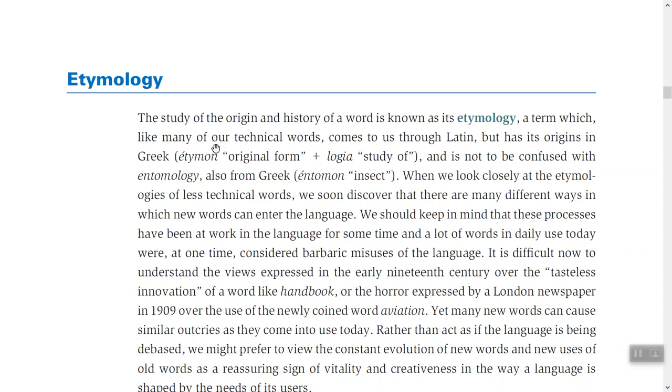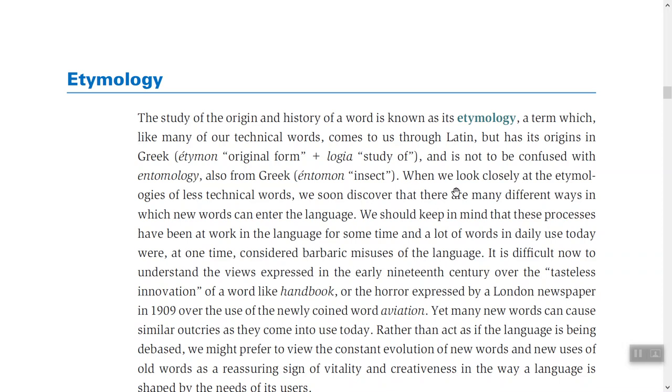A term which, like many of our technical words, comes to us through Latin. This is the origin of the word. From the Latin logia, it means study of, and it is not to be confused with the word that means insect. In etymology, don't be confused with this word. So this is the definition of etymology.